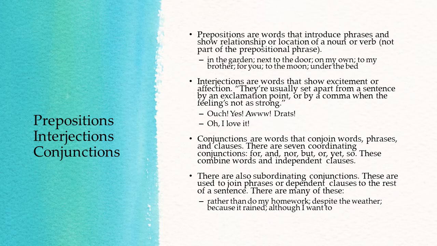Now we'll take a look at prepositions, interjections, and conjunctions. Prepositions are words that introduce phrases and show relationship or location of a noun or a verb with that phrase. And so it always refers to something that is not part of that prepositional phrase. So, in the garden. It's telling us something or some person is in the garden. I walked in the garden. Where did I walk? In the garden.